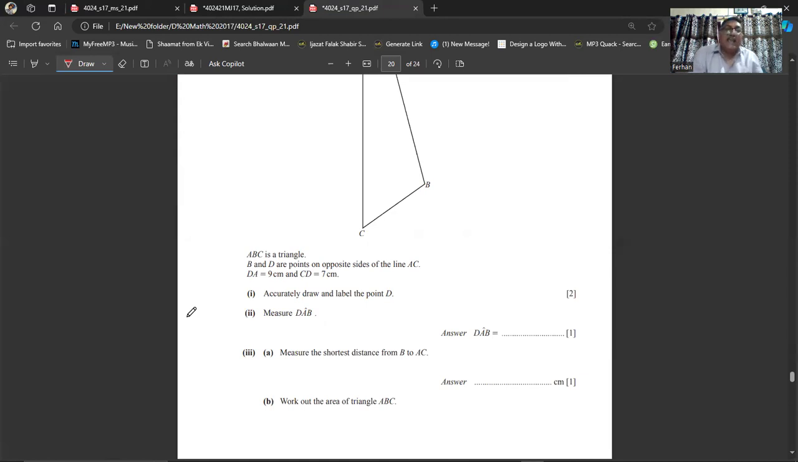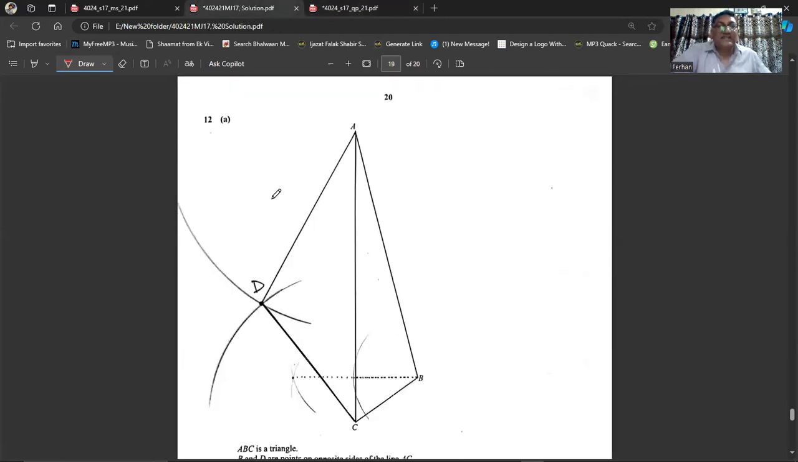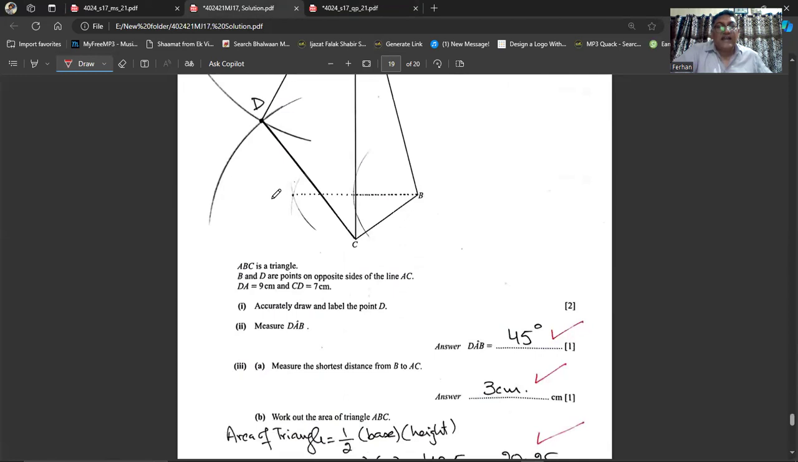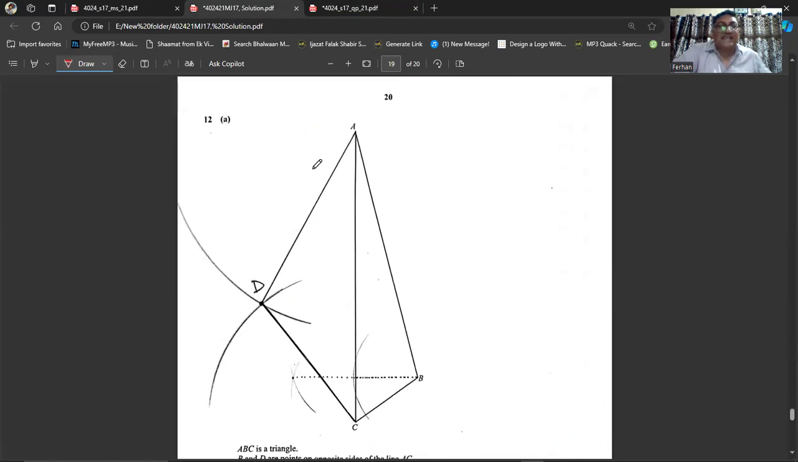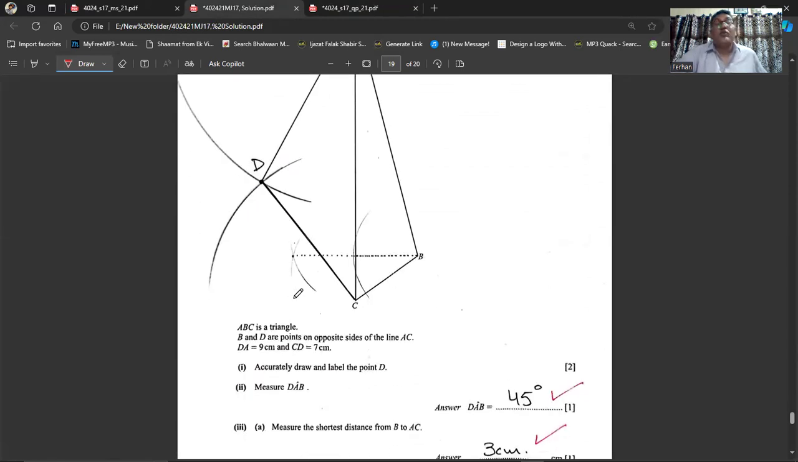DA is 9 centimeters and CD is 7 centimeters. From A, the distance to D is 9, and from C, the distance is 7. So I will open my compass 9 centimeters, take A as center and draw an arc of radius 9 centimeters. Then I will open my compass 7 centimeters, take C as center and draw an arc of radius 7 centimeters.